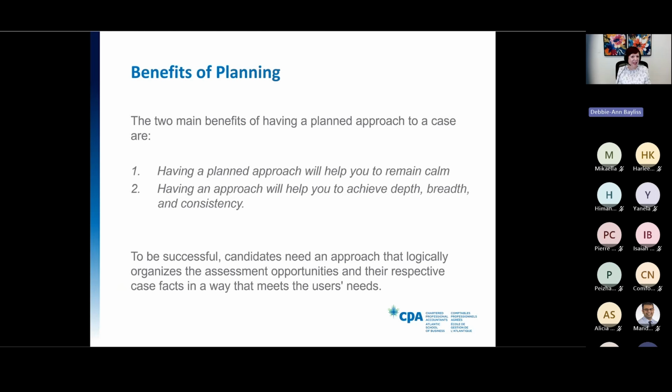So the CFE cases, if you've had a chance to look at them, or if you're going to be looking at them shortly, I hope so, they can be very complex with lots of requireds and lots of case facts. So to be successful, you need an approach that logically organizes the assessment opportunities, so that's what you're being asked to do, and the respective case facts in a way that meets the user's needs.